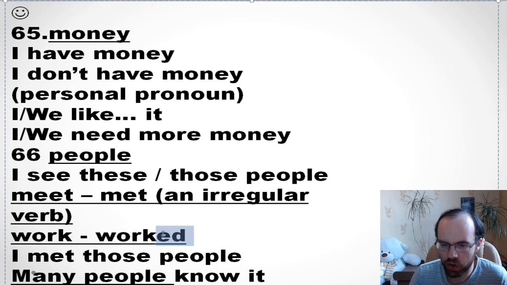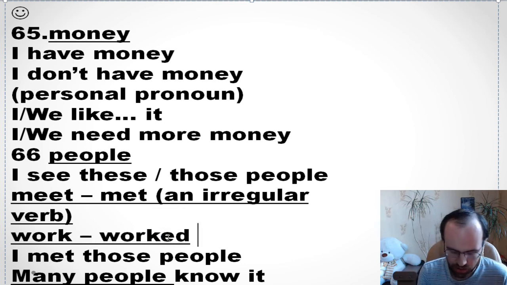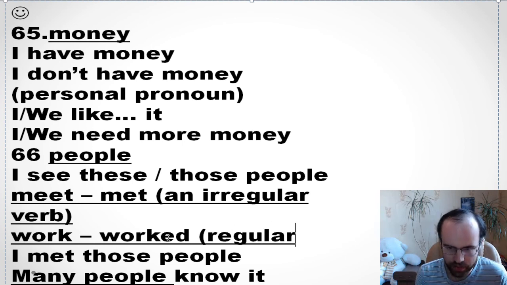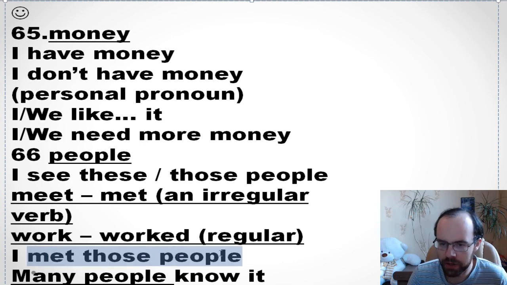So work, worked, worked. So regular. We call this group of verbs irregular verbs. Okay? As for irregular verbs, they have other forms and you need to remember them, or memorize them, or learn them by heart. I met those people. Many people know it. Many people, or lots of people, a lot of people know it.